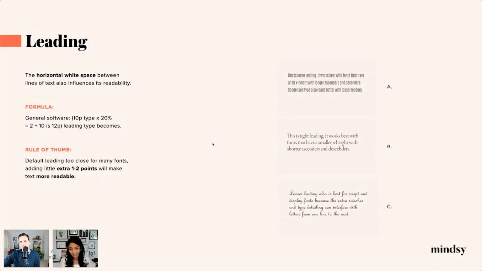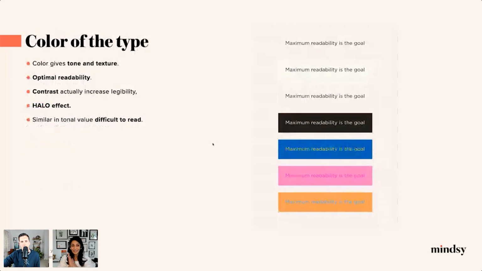Thank you. So let's go to the color of the type, and how we can stand out with it. Color gives tone and texture. It creates certain emotions, the warm and the cool colors, right? But the most important is optimal readability. So if you see on your right side, maximum readability is the goal. Typography plays a huge role in it. If it is not readable, it's a useless piece. It's just art, I would say.